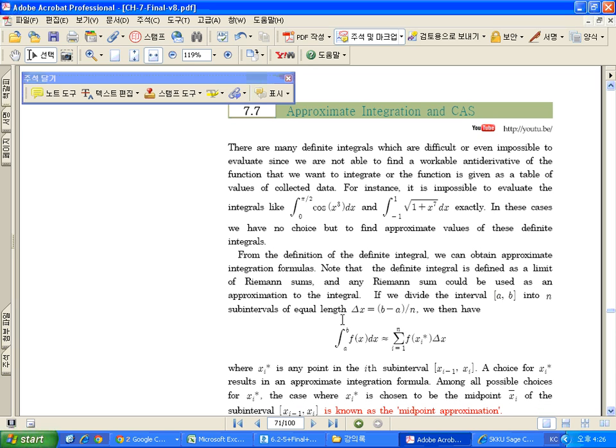Okay, next, section 7.4, approximate integration and CAS. Any questions before?